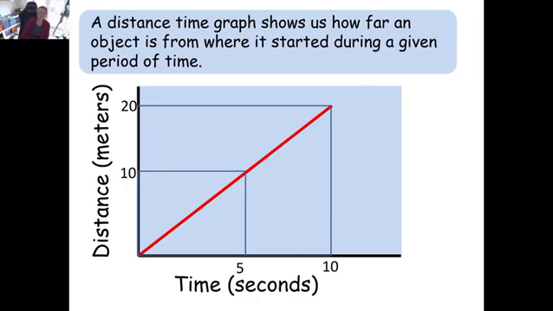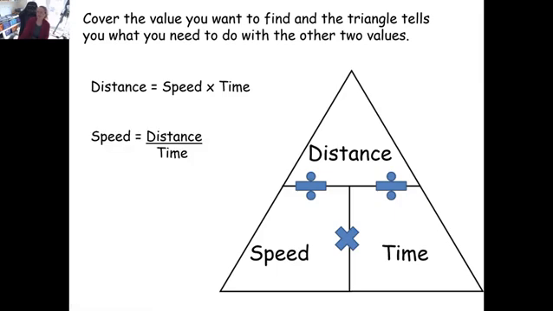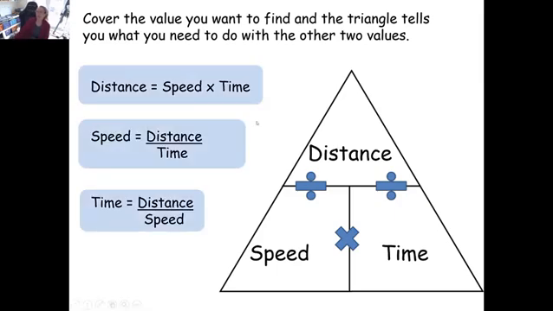Now last lesson we saw how to work out speed, and we put our equation in a triangle, so we know that speed went here, distance went here, and time went here. So as long as you know any two values, you can always work out the third one. Distance is speed times time. Speed, cover speed up, is distance divided by time, and if you want to work out time, cover it up, and it's distance divided by speed.